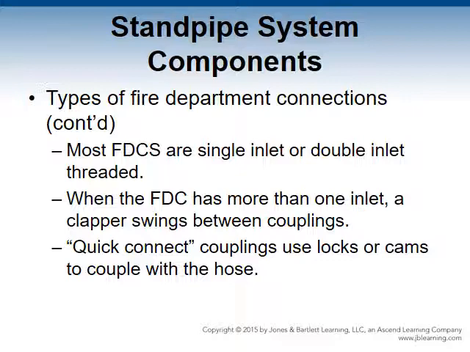The quick connect coupling uses locks or cams coupled with the hose. The couplings align and lock together after twisting 1/4 turn. This type is becoming more common. It is usually used with large diameter hoses, but can also be installed on hydrants.